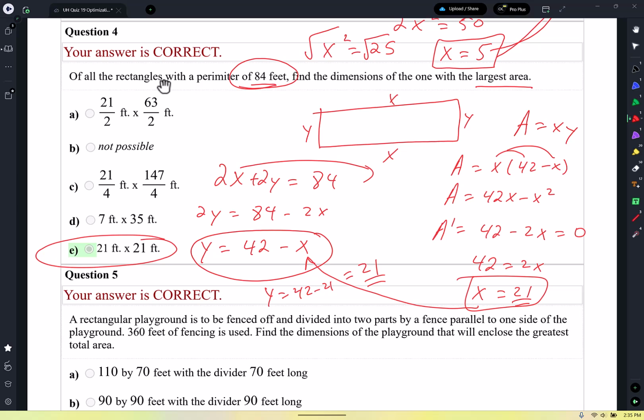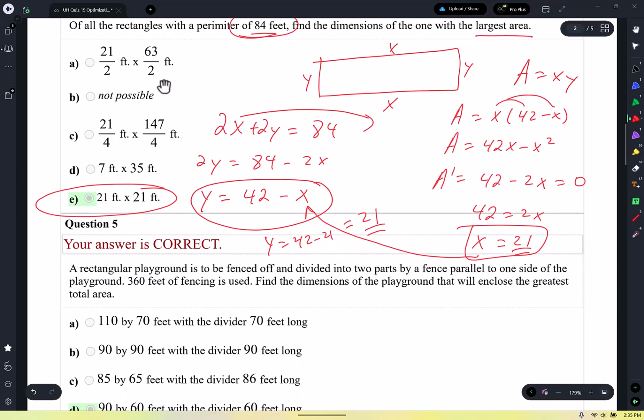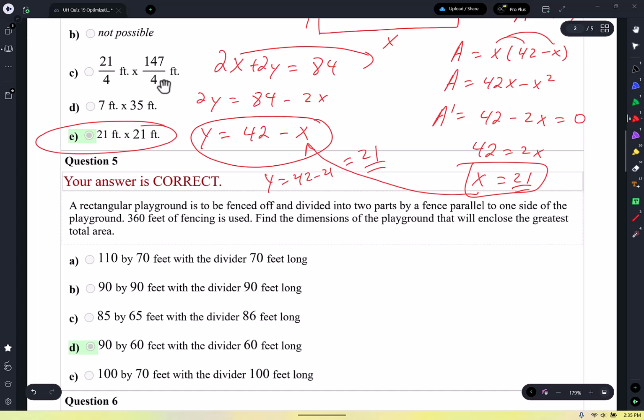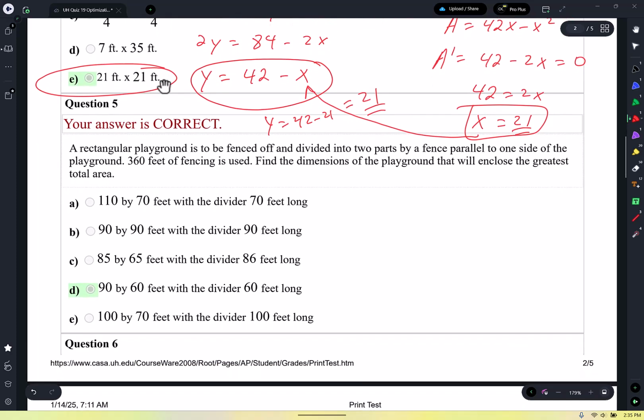Can we take some more? All right, now notice these aren't squares. 110 by 70, 90 by 90. I don't know. Maybe by now you might think that, but notice this one's not a square.